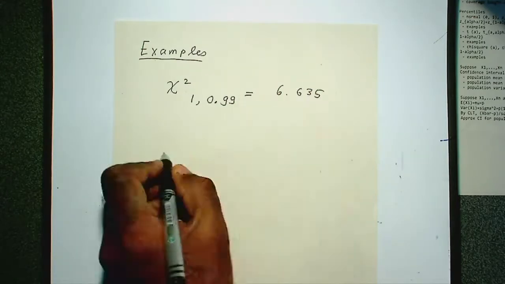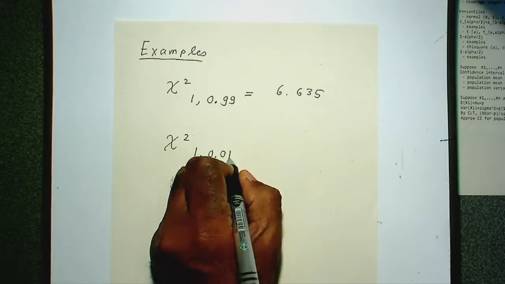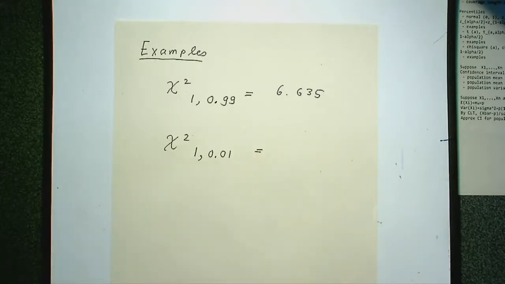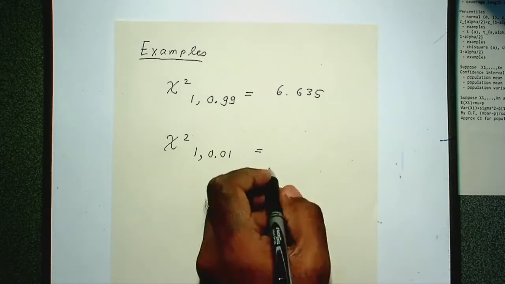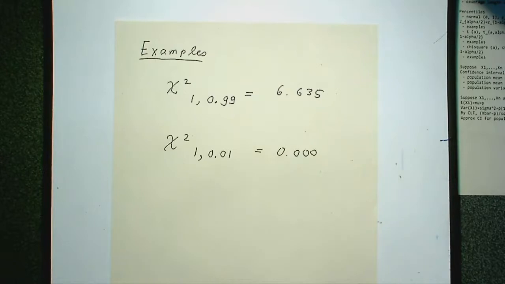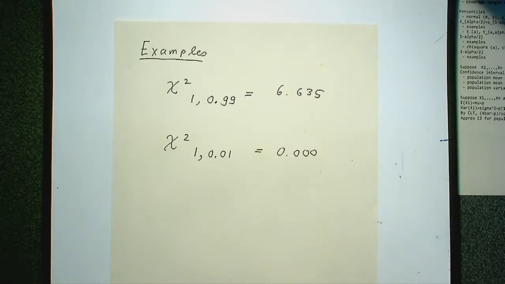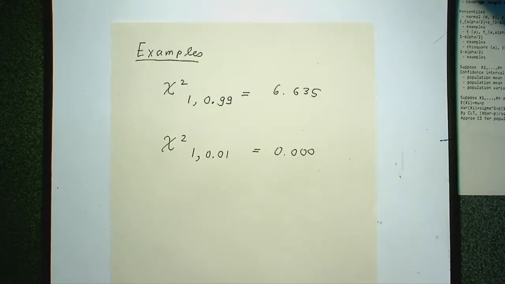Okay. And if you want to read chi squared 1 with, say, 0.01, that would be 0, actually. So it's 0.000. And as you can see, these two are not equal in magnitude because of the fact that the chi-squared density is not symmetric. It's not a symmetric density. Okay?